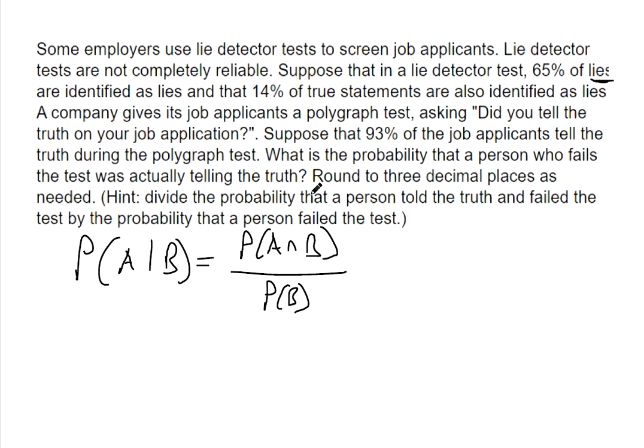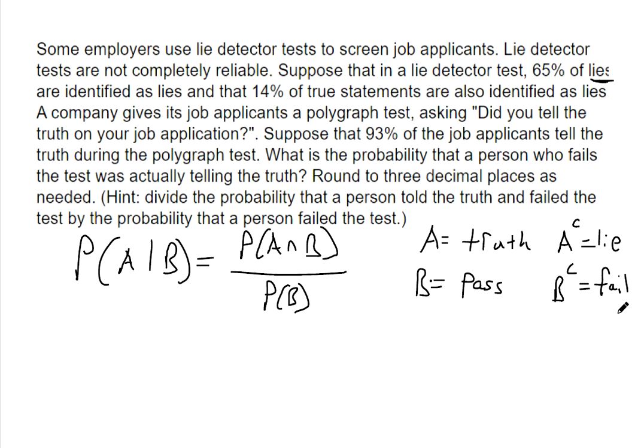Okay, so in this example, there's two primary events happening. A person could be telling the truth, or they could be lying, right? That would be A complement. That's just our shorthand notation that means the opposite of event A. And then the lie detector test, you could fail the test. Actually, it makes more sense to say it like this. You could pass the test, that could be event B, or you could fail the test. Okay? So you could tell the truth, you could lie. You could pass the test, or you could fail the test.